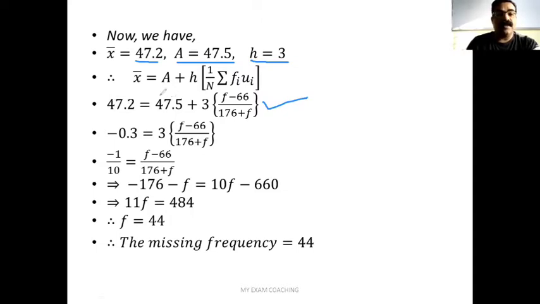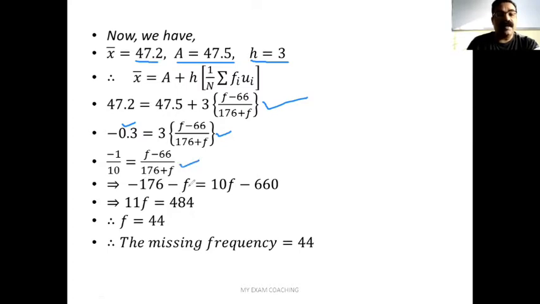So this line, when you simplify, we will get 47.2, and I am taking this 47.5 to left hand side. I got 47.2 minus 47.5. I'll get minus 0.3. Here, when you solve, 3 into f minus 66 by 176 plus f. So here minus 0.3, and this 3 we can cut, we'll get minus 1 by 10. Minus 0.1 can be taken as minus 1 by 10. Minus 1 by 10 is equal to f minus 66 by 176 plus f.